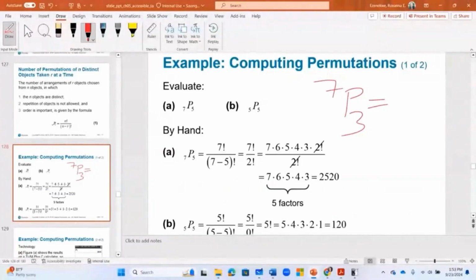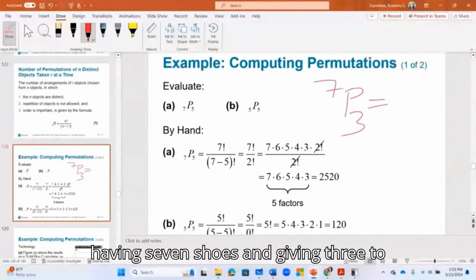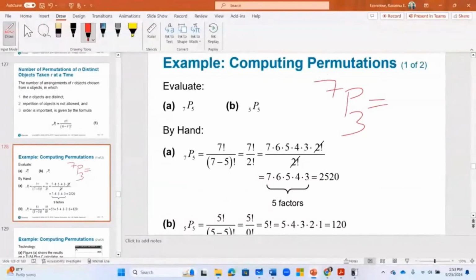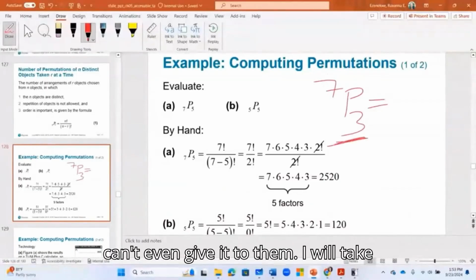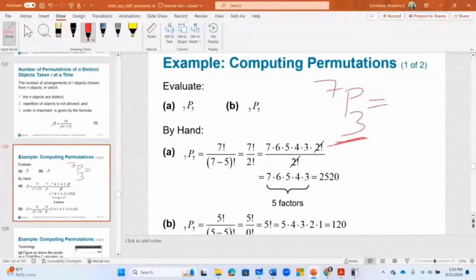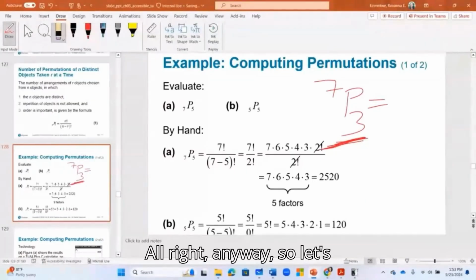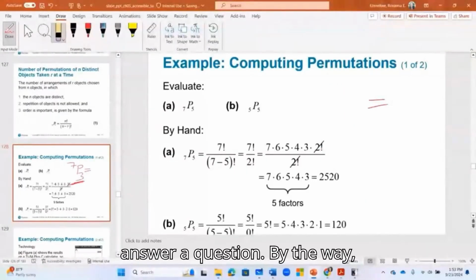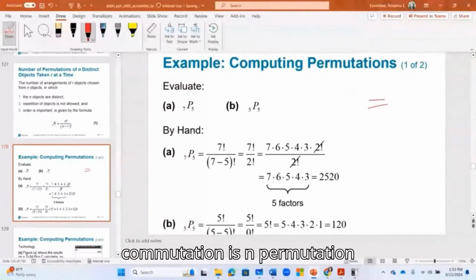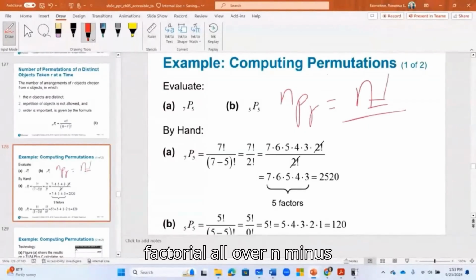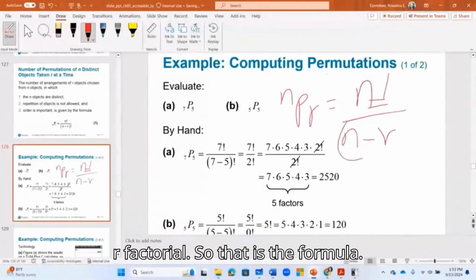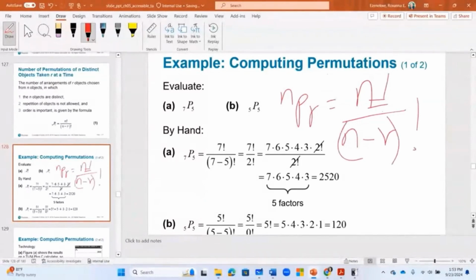Having 7 shoes and giving 3 to charity. It's not a permutation question, because I can't even give it to them and take it back. Order is not important there. All right. Anyway, so let's answer a question. By the way, permutation is n permutation r equal to n factorial all over n minus r factorial. So that is the formula.